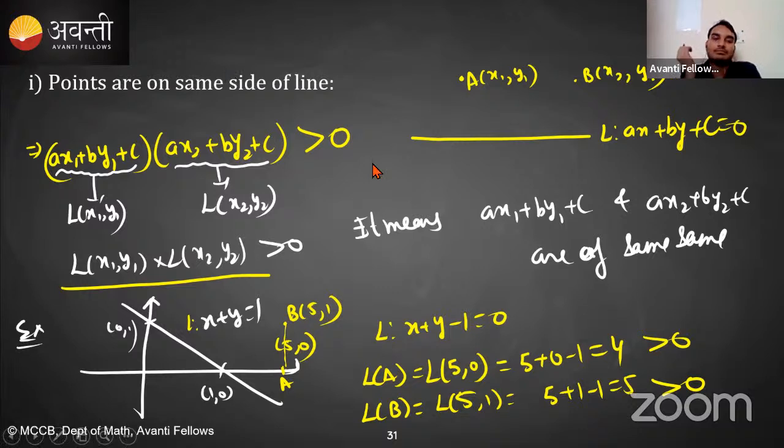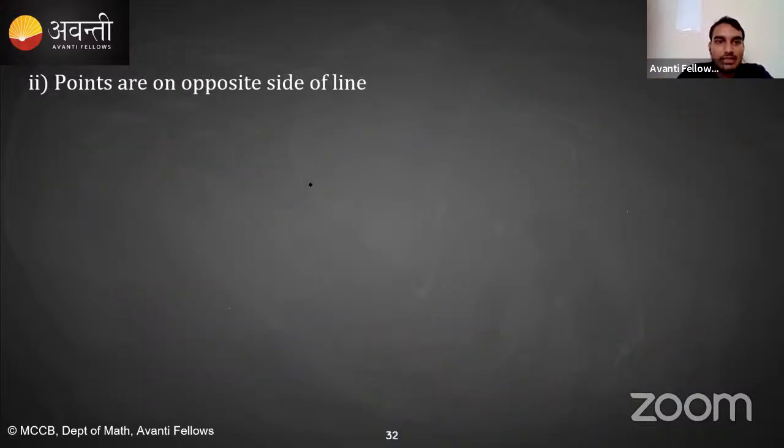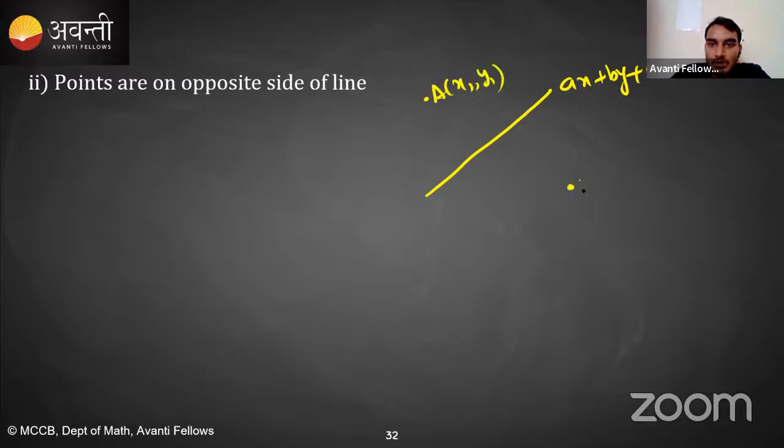Is this clear? Okay. Now, in a similar way, if the two points are on the opposite sides of the line, let's say this is your line ax + by + c = 0, and this is one point A (x1, y1). This is another point B (x2, y2). With respect to the line, one point is above the line and another point is below the line. So this means the points A and B are on the opposite sides of the line.